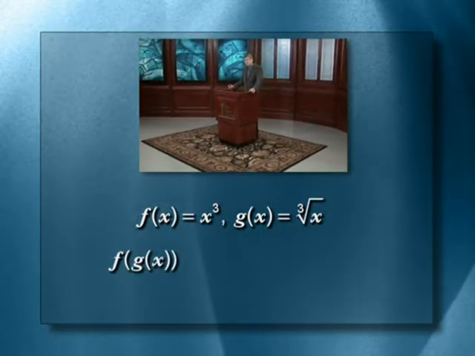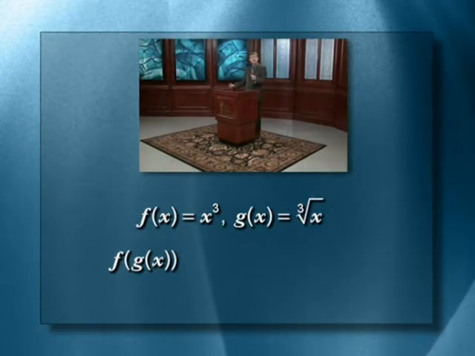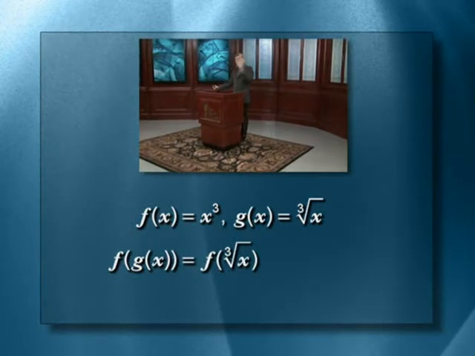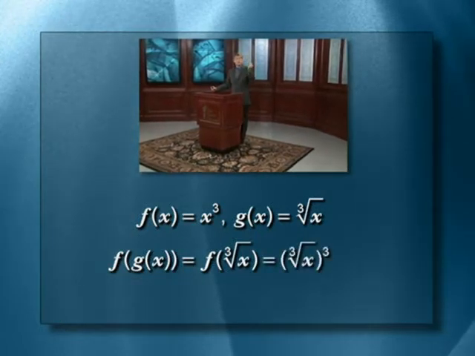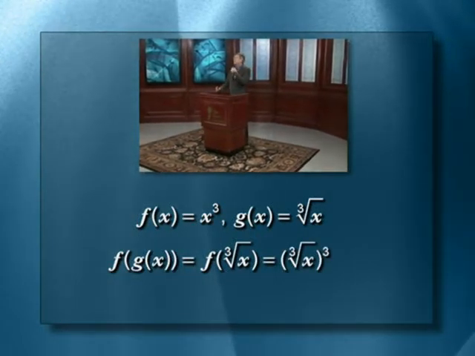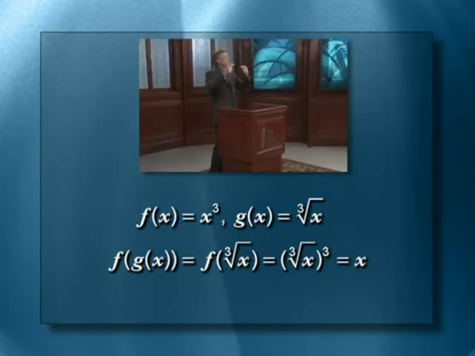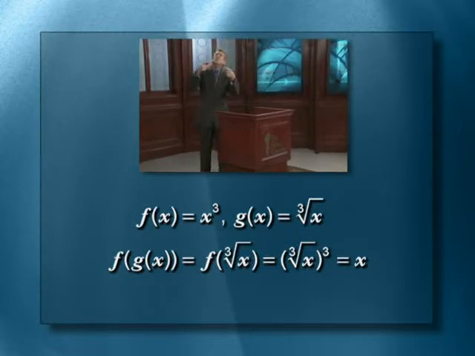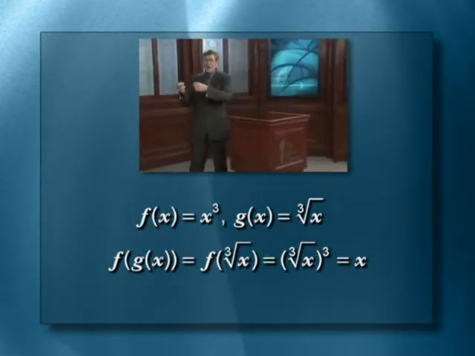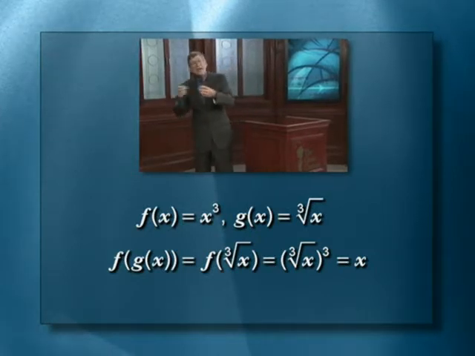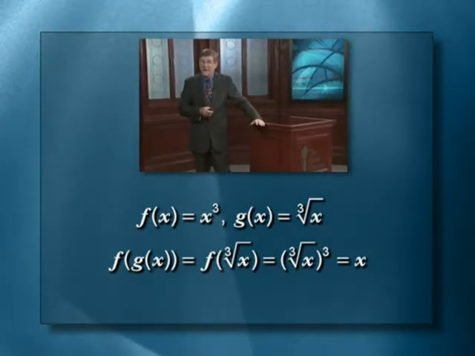What's f of g of x? Well, g of x is the cube root, and then I take f of that cube root. Well, what does f do? F cubes things. So the cube of a cube root goes back to x. So these two functions kind of undo each other, don't they? First I took the cube root, and then I cubed, and I got back to where I started from, x.